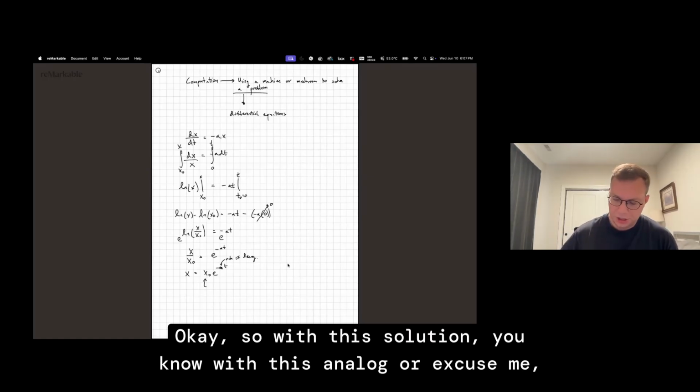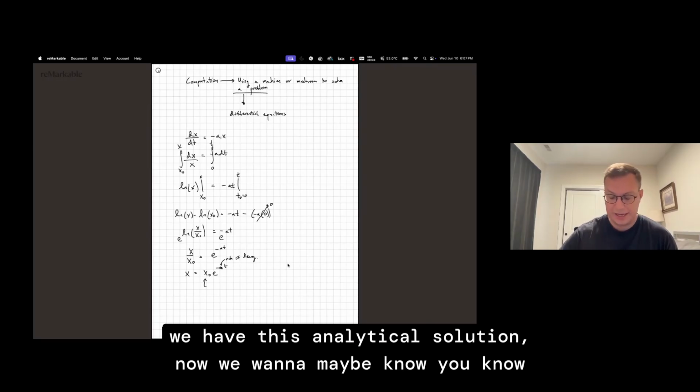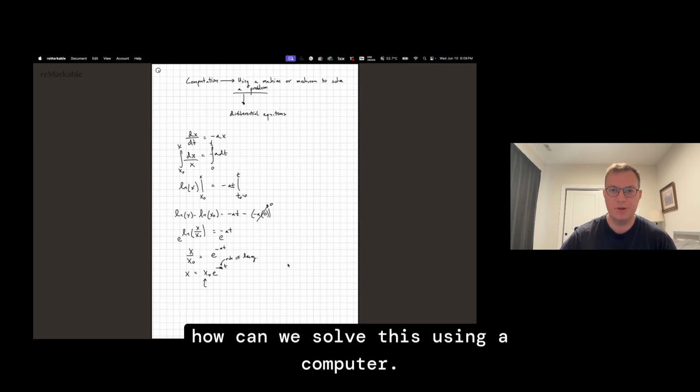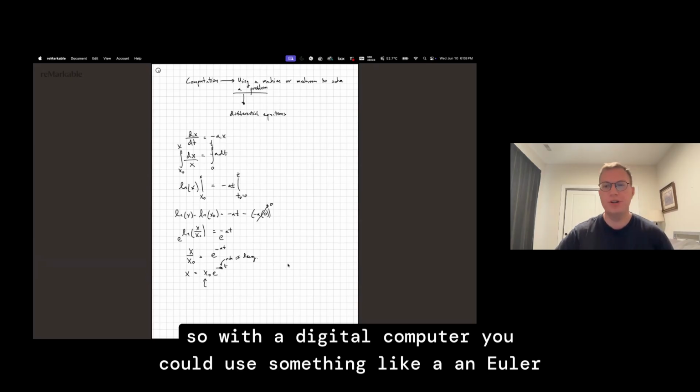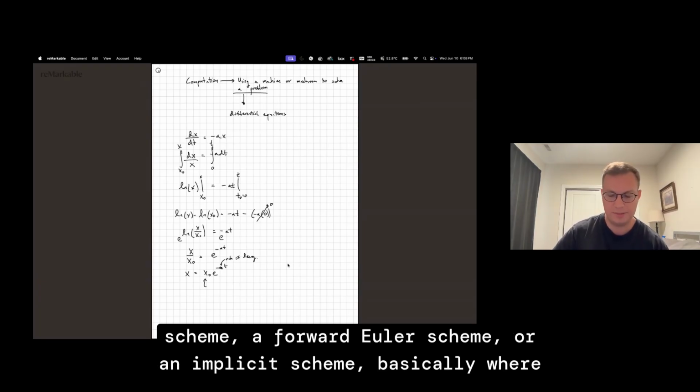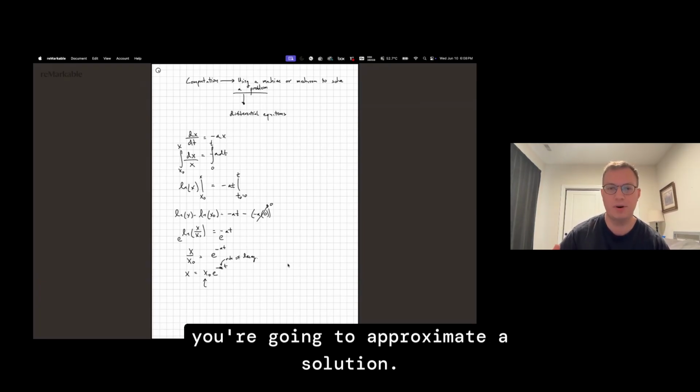So we have this analytical solution. Now we want to maybe know, how can we solve this using a computer? With a digital computer, you could use something like an Euler scheme, a forward Euler scheme, or an implicit scheme, basically where you're going to approximate a solution.